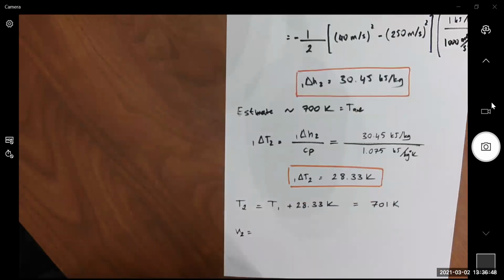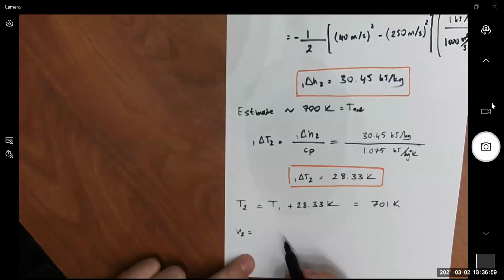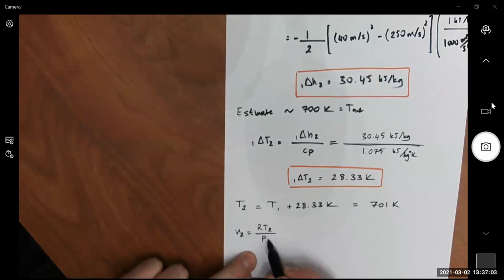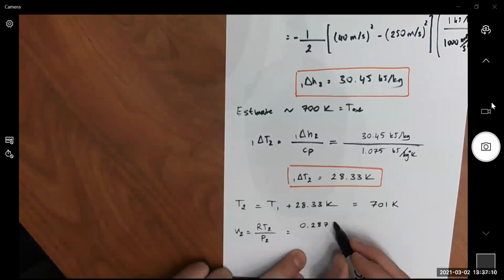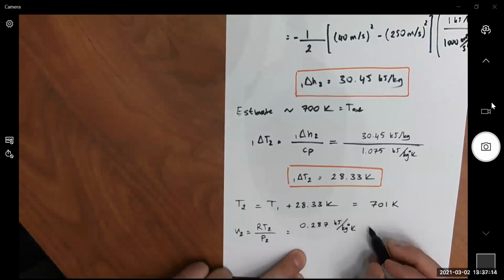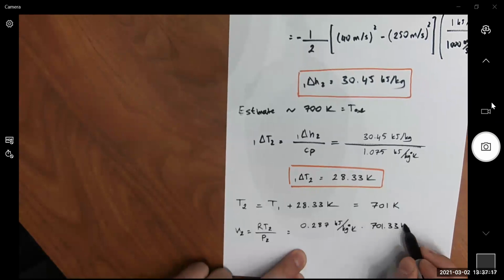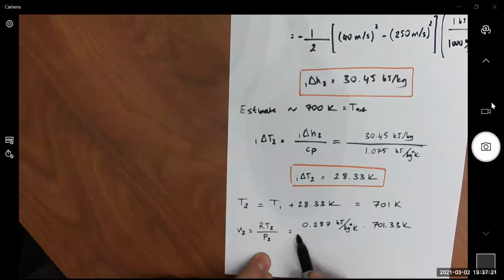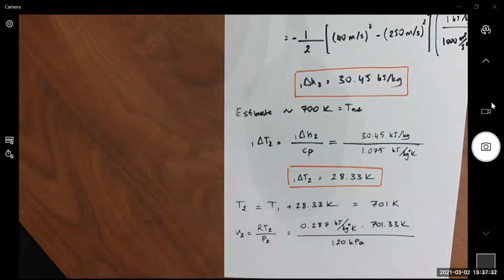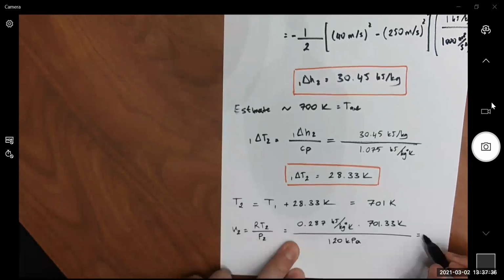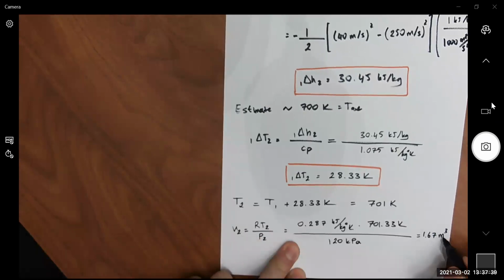Now I can find my other properties. I only need one specific volume to find my area of the outlet. Specific volume will be R T2 over P2: R is 0.287 kilojoules per kilogram Kelvin times temperature 701.33 Kelvin over 120 kilopascal. It will give me 1.67 meter cubed per kilogram.